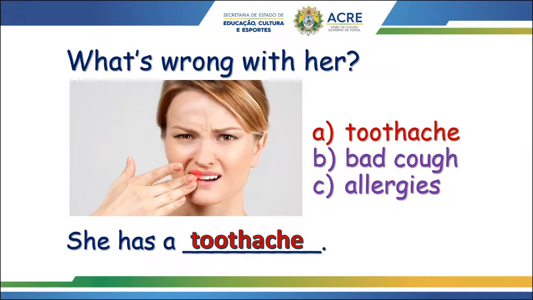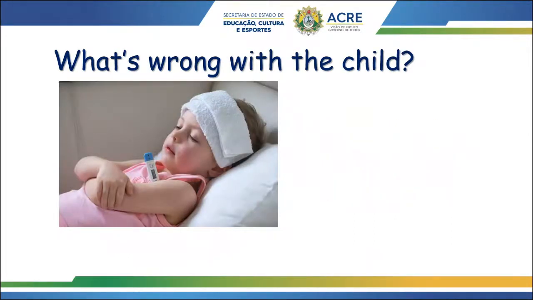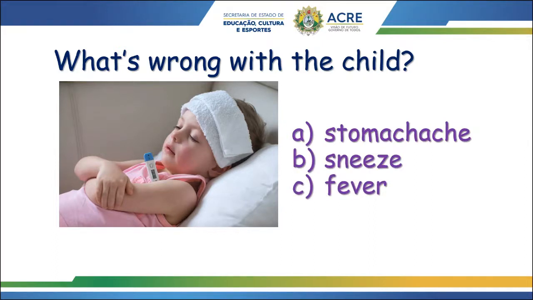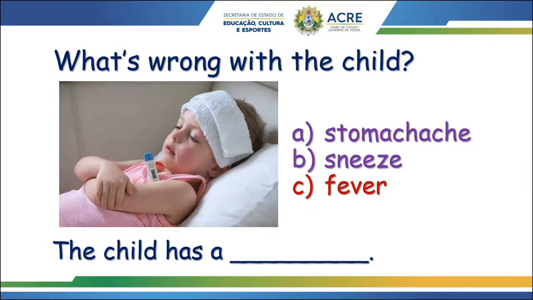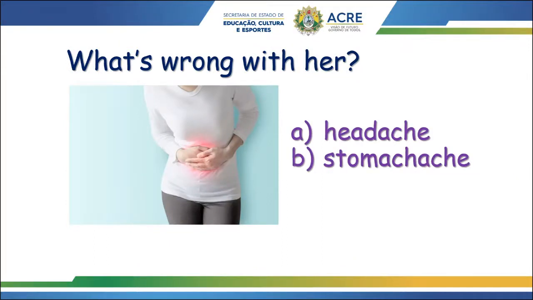What's wrong with the child? Letter A, stomachache. B, sneeze. C, fever. Letter C, fever. So the child has a fever. What's wrong with her? Letter A, headache. B, stomachache. C, cold. So here we have letter B, stomachache. The sentence is she has a stomachache.